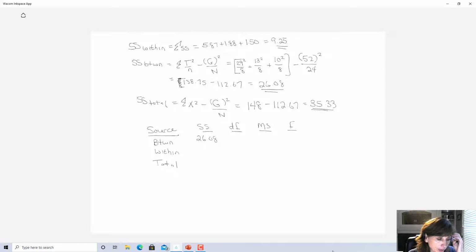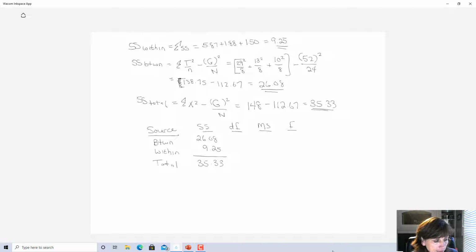Our sum of squared within is 9.25. And remember that those should equal our sum of squared total, which is 35.33. So you can check up on me and make sure that if you take 26.08 and add 9.25, we should get 35.33. So that's telling me everything's been calculated correctly, since that's all working out.